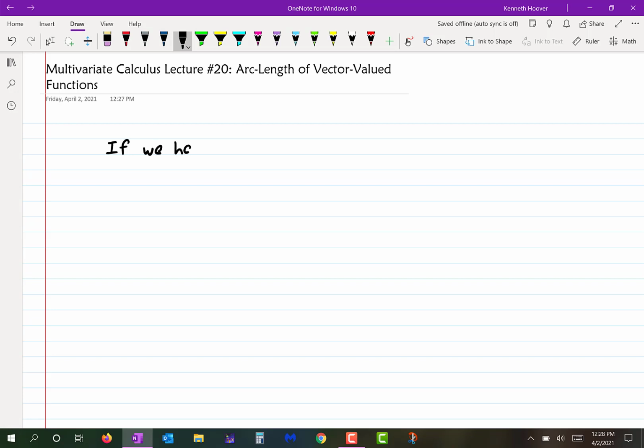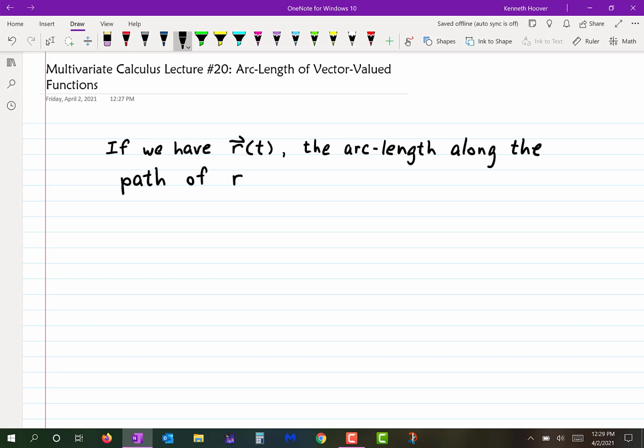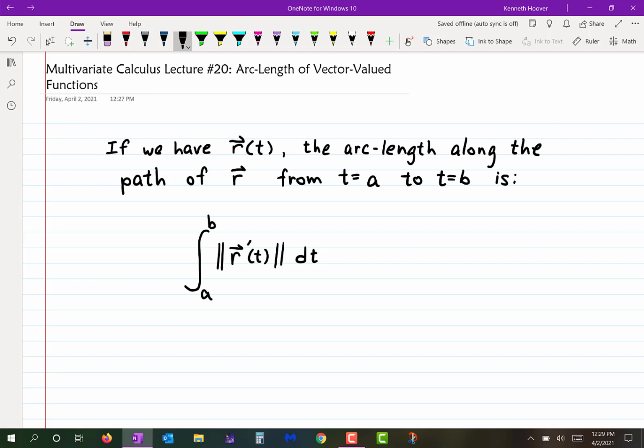If we have the vector valued function r of t, the arc length along the path of r from t equals a to t equals b is, and here's the formula, the integral of the magnitude of r prime of t, integrated with respect to t from a to b, and that's what it is.